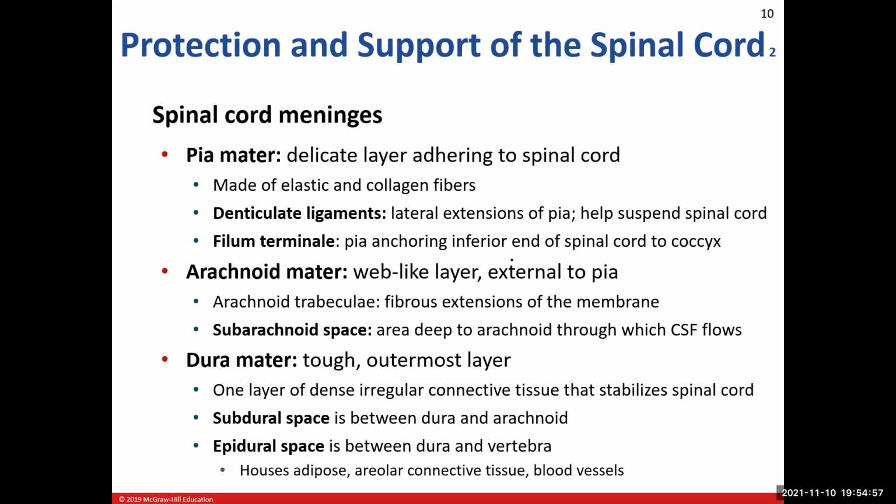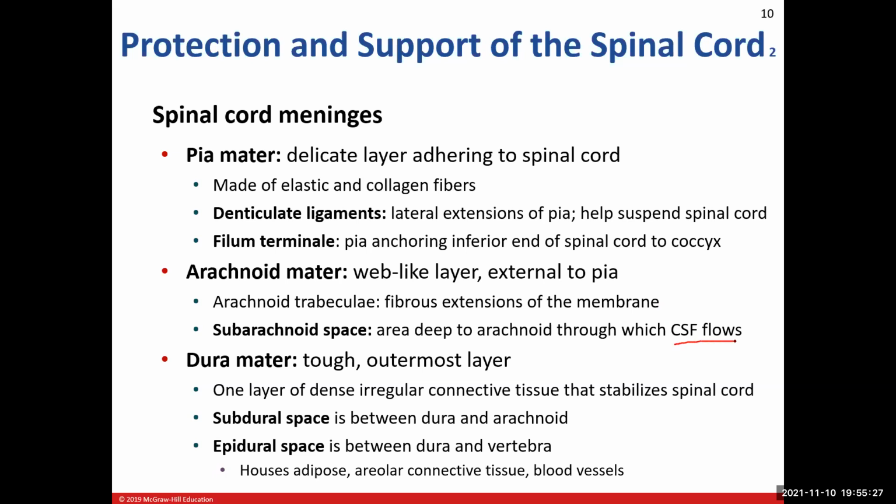Our next layer is the arachnoid mater. Recall the arachnoid mater, the spidery mother. This has the arachnoid trabeculae, those extensions that attach onto the pia mater. So they create like the scaffolding in between the arachnoid mater and the pia mater, and that space in between those two layers is called the subarachnoid space. And this is where we see our cerebral spinal fluid flowing.